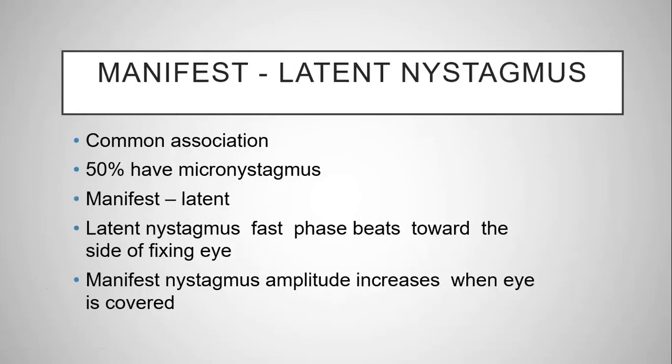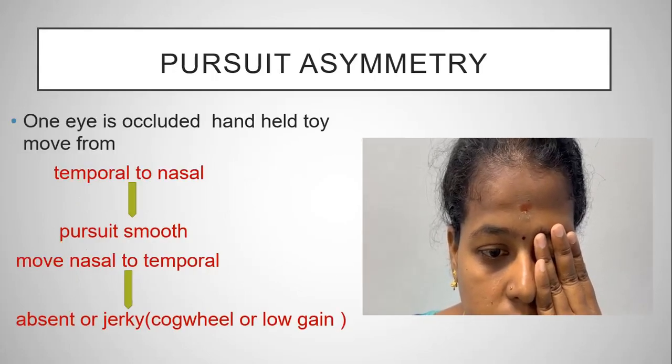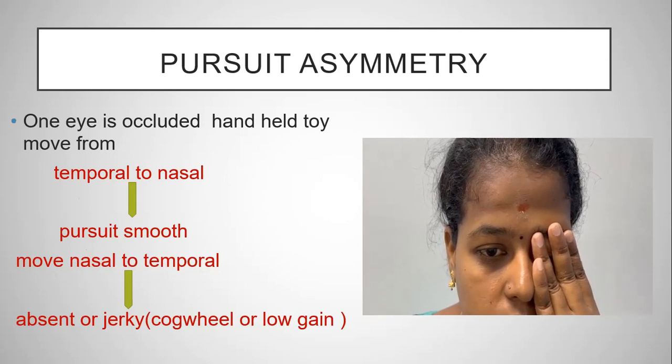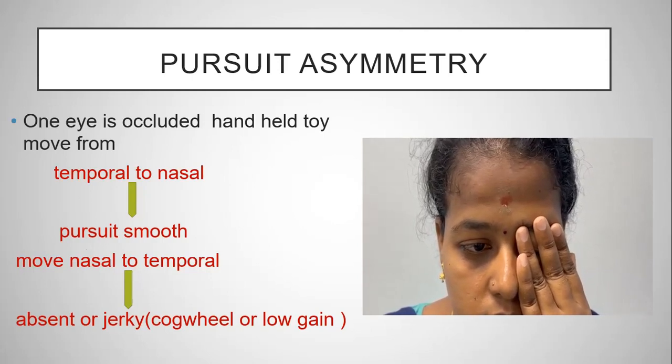All types of nystagmus are associated with congenital esotropia: latent nystagmus, manifest, and manifest latent. In latent nystagmus, the fast phase beats towards the side of the fixing eye, and in manifest nystagmus the amplitude increases when the eye is covered. For pursuit asymmetry, when one eye is occluded and toys are moved from one side to the other, temporal to nasal the pursuit is smooth, and nasal to temporal there is absence of pursuit or jerky movement. That is called cogwheel.